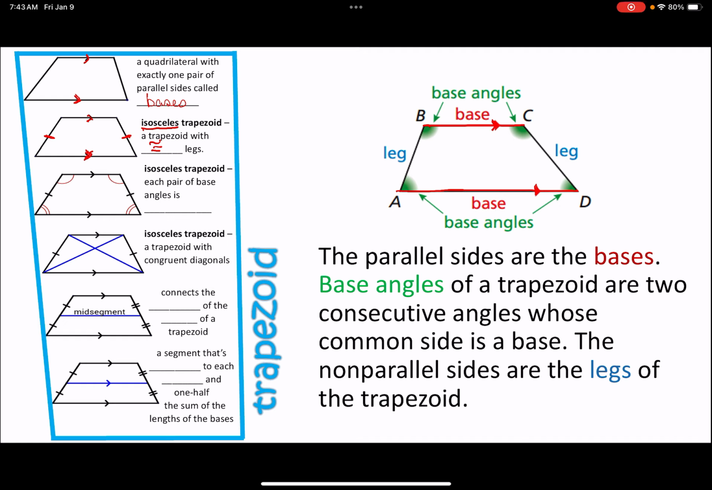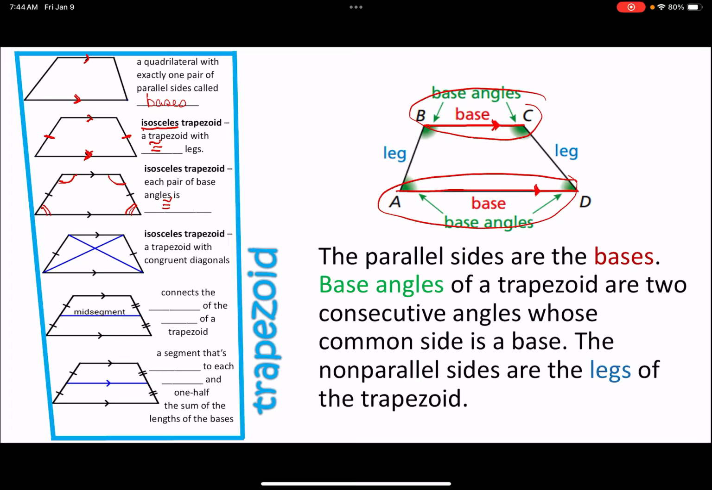With the isosceles trapezoid, each pair of base angles, this is one pair of base angles, this is a second pair of base angles. Each pair of base angles is congruent, which we know because we see these arcs. Two arcs mean that these two angles are congruent. A single arc means that these two angles are congruent.